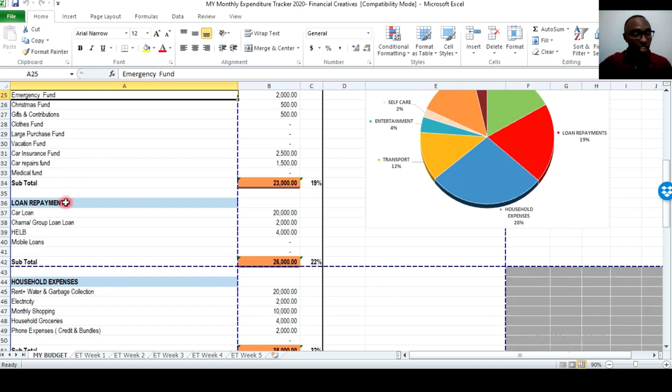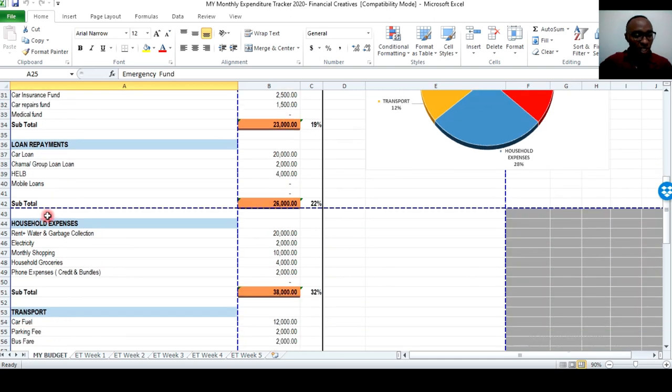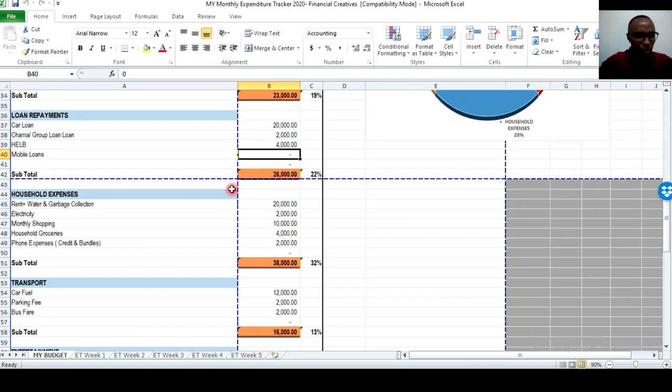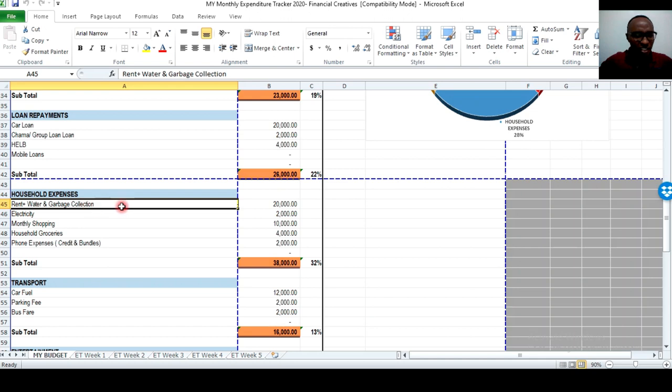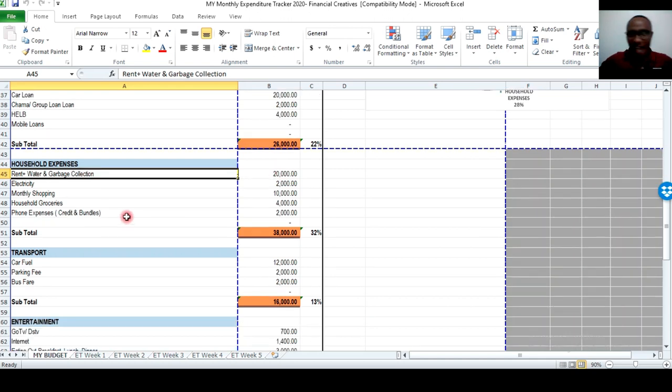So we go to the second category in our expenditure, which is loan repayments. You can see this guy has a loan, car loan, chama loan, and he is also paying HELB. He might be having other mobile loans. I have not indicated that. So we go to household expenses. You can see most of these are actually needs. Another thing in budgeting, you have to understand the difference between a need and a want. Needs are things that you can't do without, but wants are things that you can cut or eliminate in your financial plan because you can survive or do without them. And that is one point where you can save more money and be able to achieve other goals.